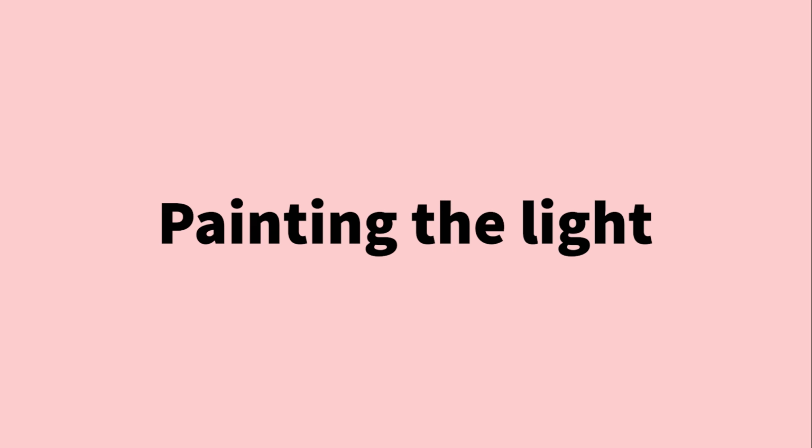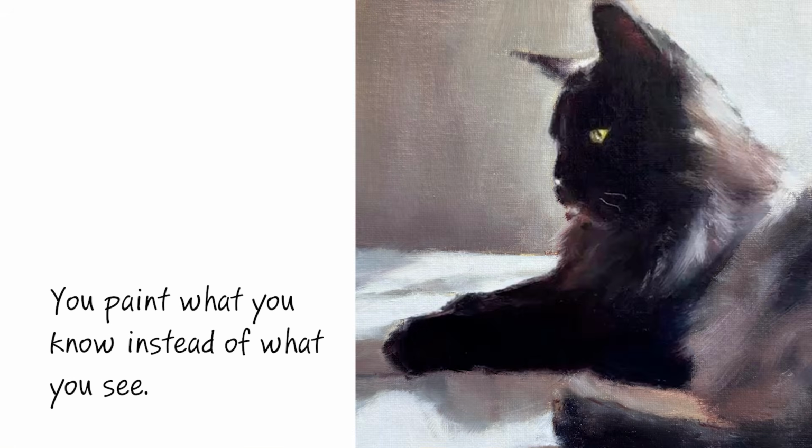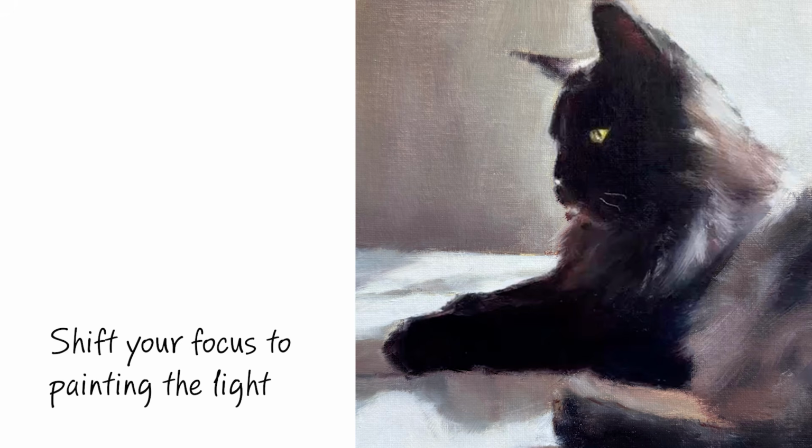Today I want to show you why I'm not actually painting a cat. I'm painting light, because the moment you start thinking cat, your brain takes over and starts painting what it knows instead of what it sees. And that's where things go wrong. So in this video, I'm going to show you how to shift your focus, see the light properly, and use it to completely transform your painting.